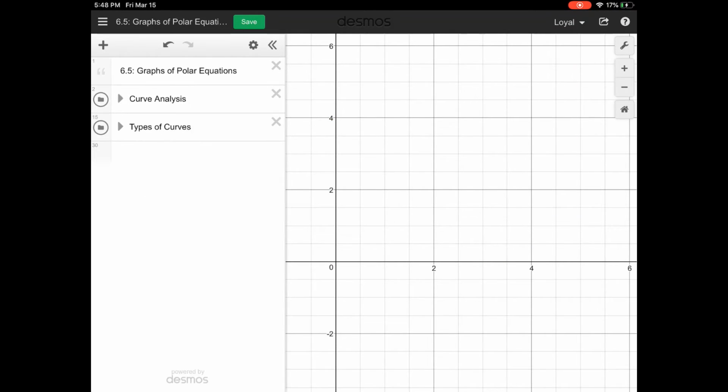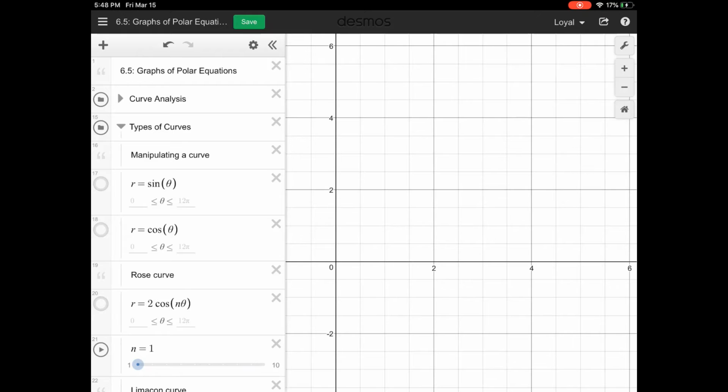Now that we've gotten through this and analyzed curves a bit, let's jump in and talk about a bunch of different types of curves. Now the most basic kind of curve that we have is just the radius. Well, there's one more basic than this, but we'll get to that in a minute. The most basic curves are just r equals sine of theta and r equals cosine of theta.